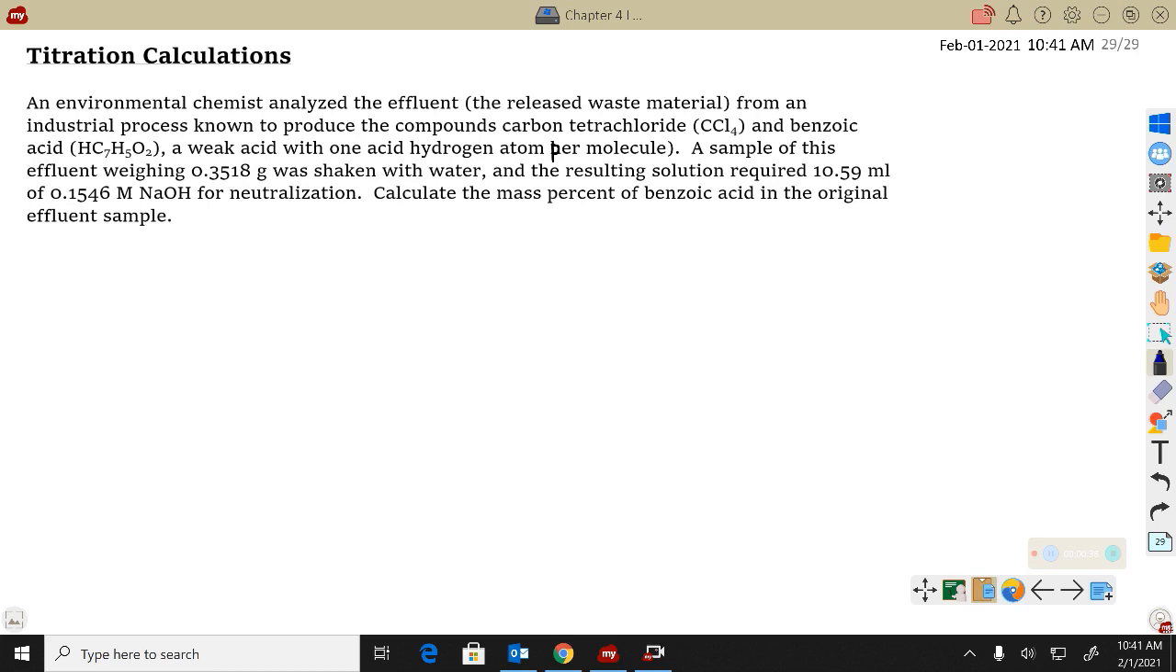A sample of this effluent weighing 0.3518 grams was shaken with water. The resulting solution required 10.59 milliliters of 0.1546 molar sodium hydroxide for neutralization. Yikes! Calculate the mass percent of benzoic acid in the original effluent sample. What on earth is happening?